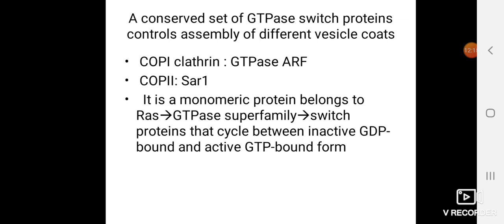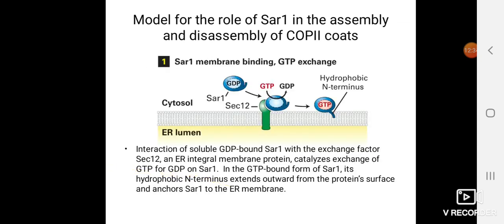In case of COP2, we are going to use SAR1, which is going to act as a GTPase protein. So it's a monomeric protein, belongs to the same RAS superfamily of protein molecules, switch proteins that cycle between the GDP and GTP bound forms. Here you can see the priming process wherein SAR1 gets activated by the exchange of GDP, and activated GTP bound SAR1 binds and interacts with the Sec12.